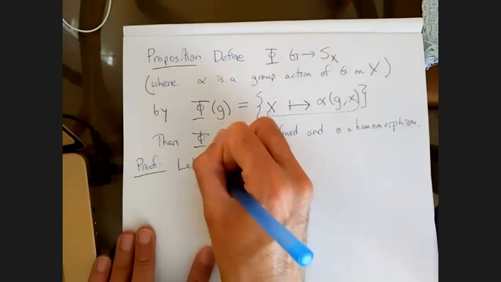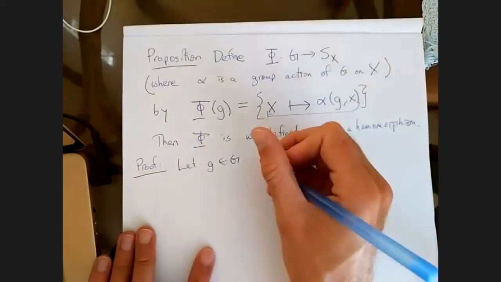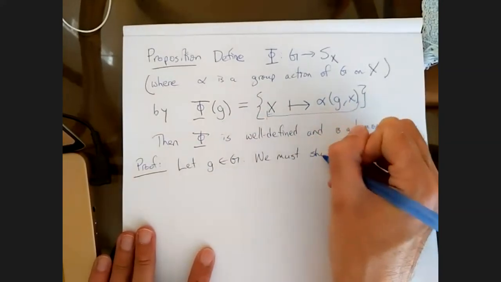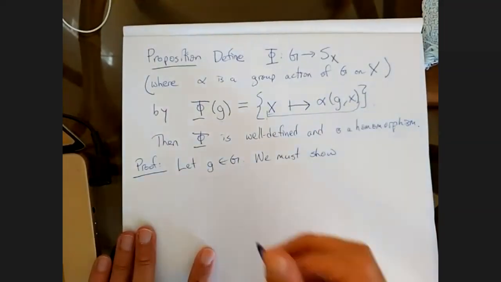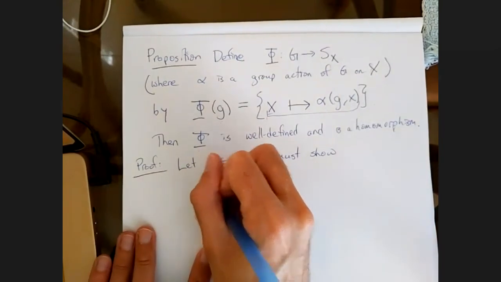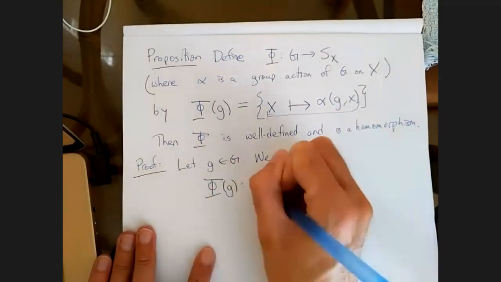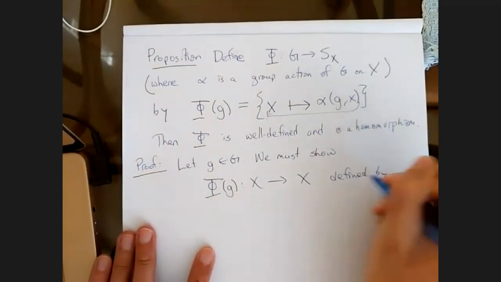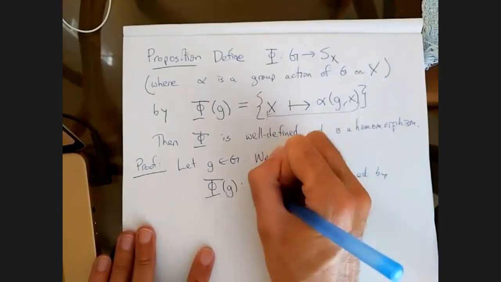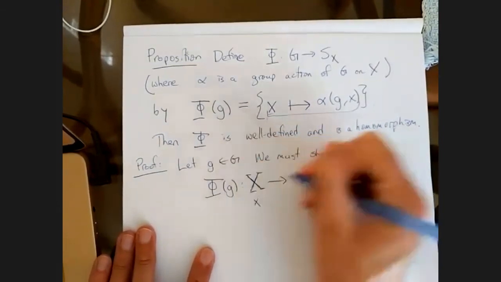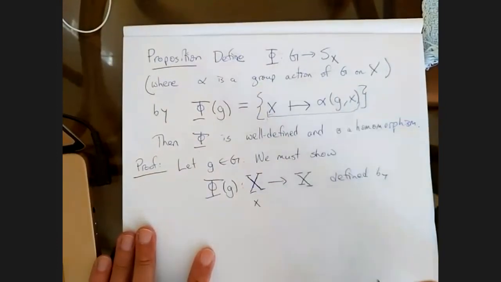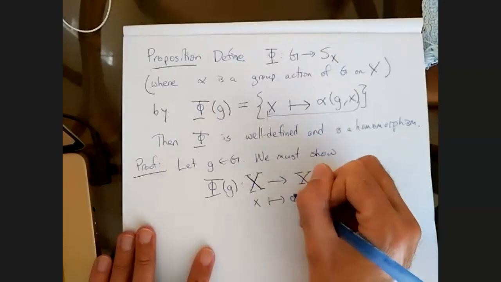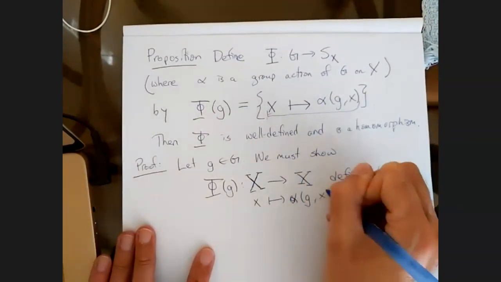Okay. Let G act on X. We must show that phi of g from X to X, defined by x gets mapped to alpha g x. So this is a capital X. I guess I should put little ticks on it.